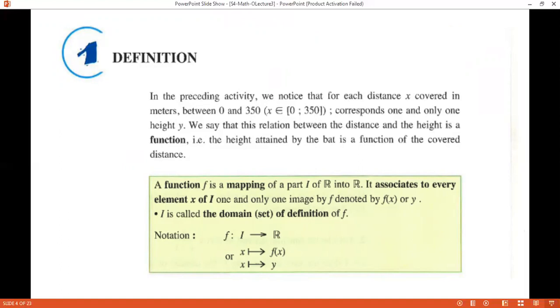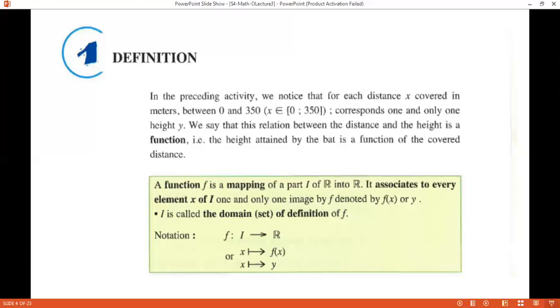So the function f is a mapping of a part of R into R. It associates to every element x of I one and only one image by f, denoted by f of x or y. So starting from now on, instead of saying, for example, y equals 2x plus 3, we are going to say f of x, the function of x, is equal to 2x plus 5, for example. And for every element x, there is only one f of x or one y. We call it the image.